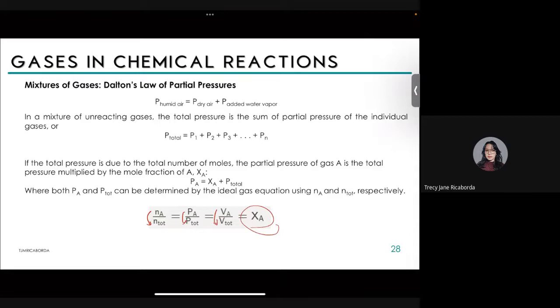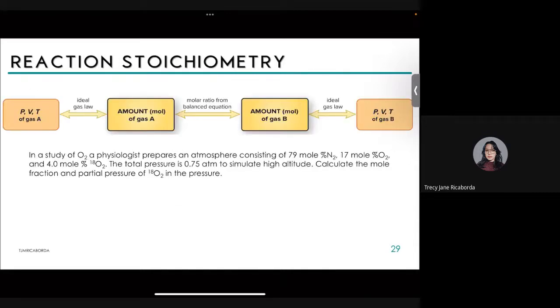Now let's look at this problem right here. In a study of oxygen gas, a physiologist prepares an atmosphere consisting of 79 mole percent N2, 17 mole percent O2, 4.0 mole percent O2, that's oxygen 18, so it's an isotope. The total pressure is 0.75 atm. Calculate the mole fraction and the partial pressure of oxygen 18 in this pressure.